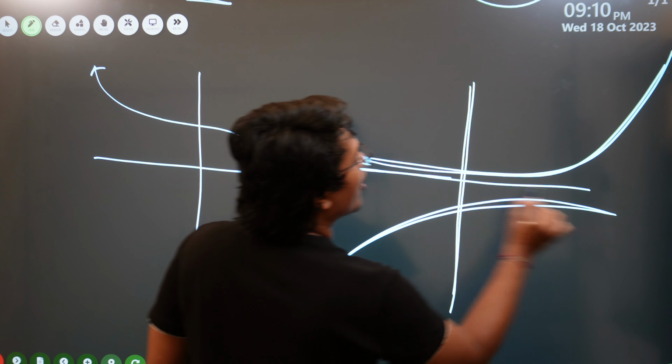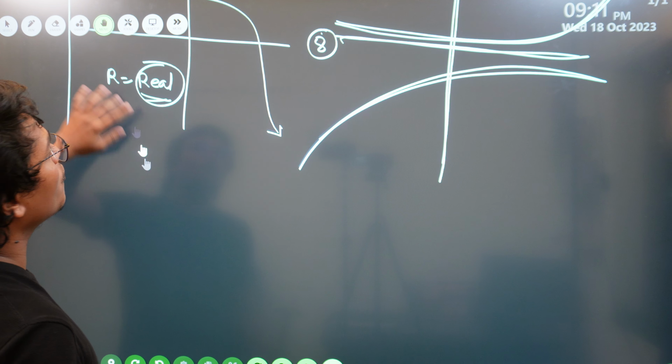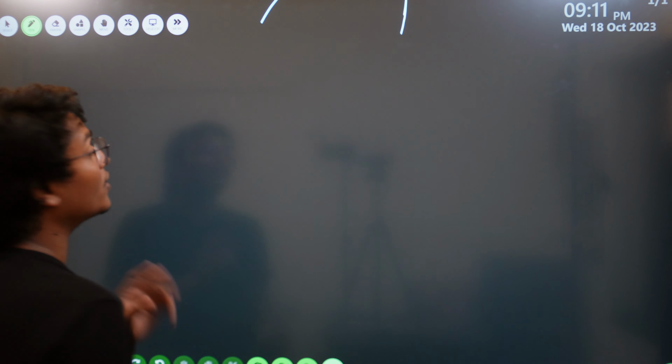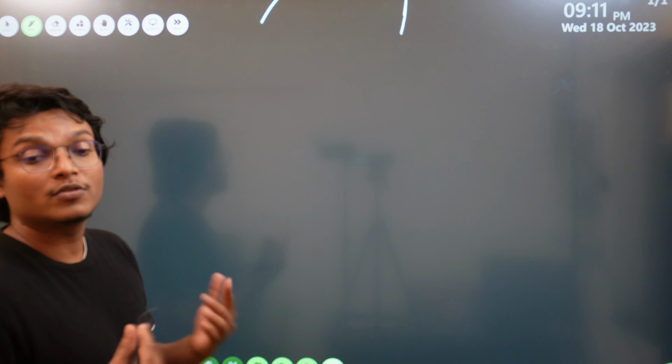Now see, you might have been taught one more point, that is asymptotes. What is the meaning of asymptotes? That's what we were discussing. An asymptote is a point, or a vertical or horizontal line, where the graph is discontinuous, like the graph is tending towards infinity.